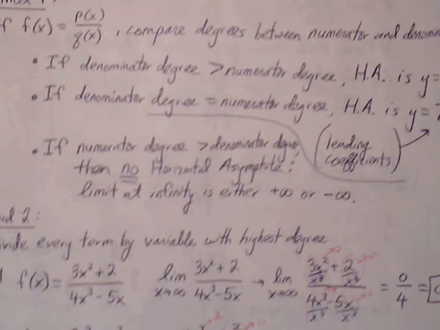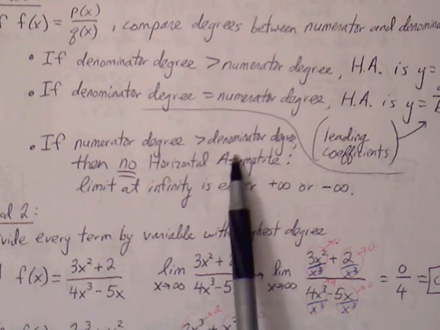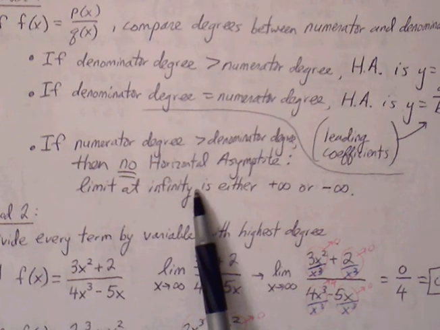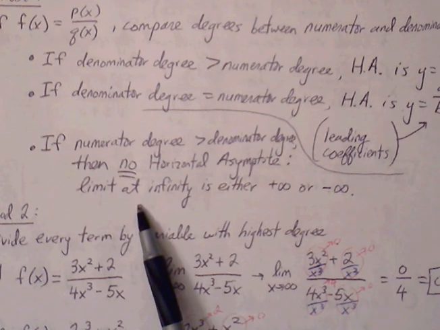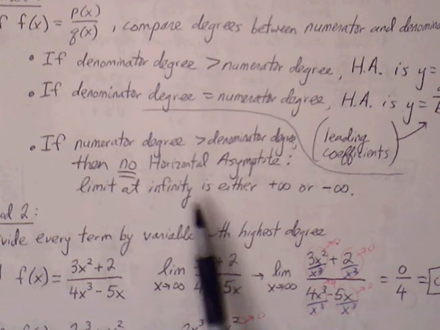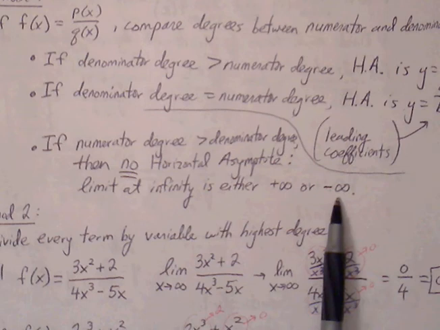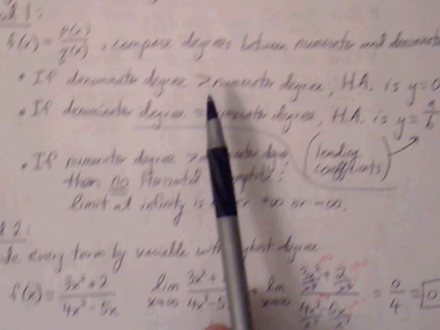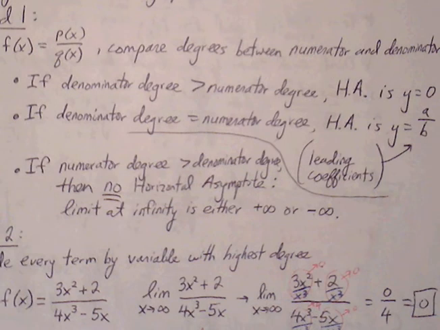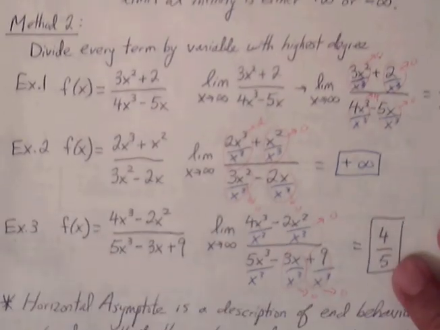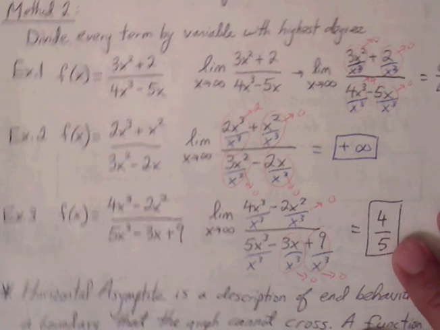If the numerator degree is greater than the denominator degree, then we don't have any horizontal asymptote, and so our limit at infinity is either going to be positive or negative infinity. Okay, so this is one method, comparing degrees between numerator and denominator. The other method is we can divide each term by the variable with the highest degree.